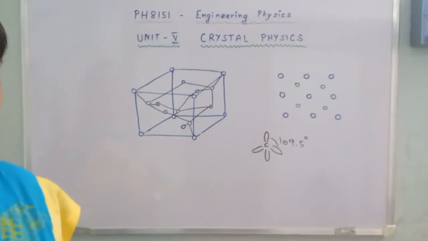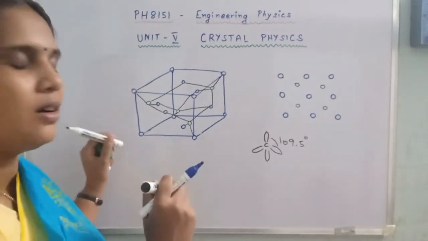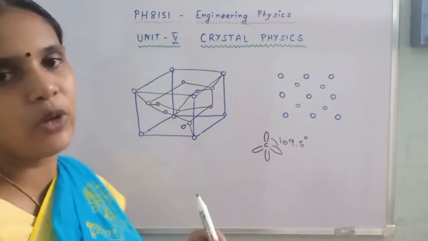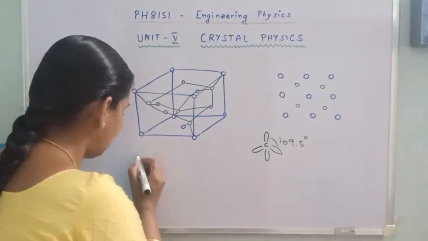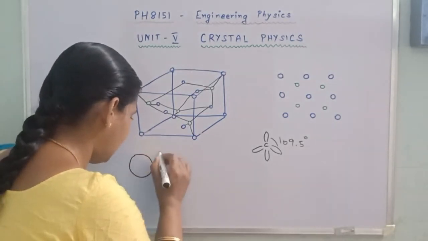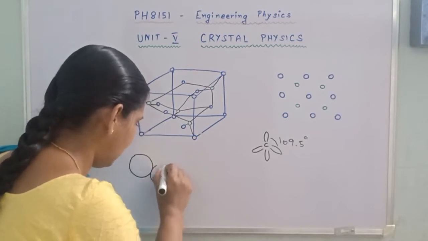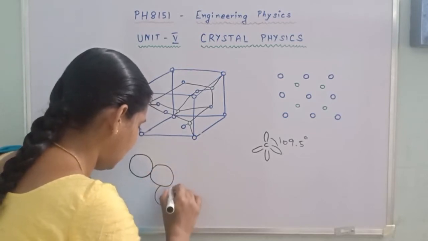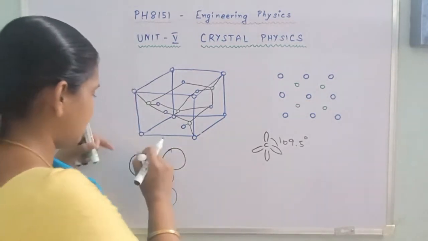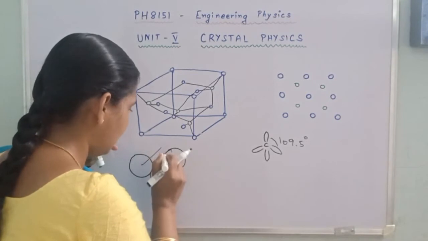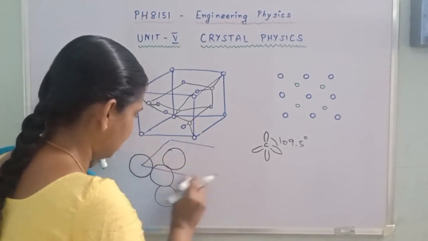So the diamond structure bonding will look like this. Here I have shown a 3-dimensional picture in 2 dimensions, so it looks clumsy. In actual, you will have like this.